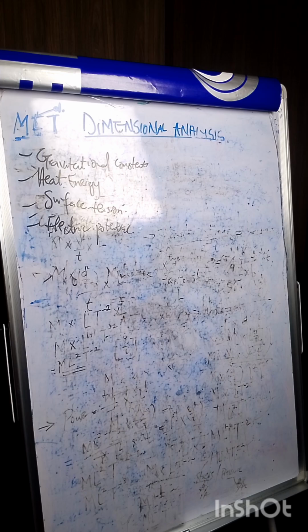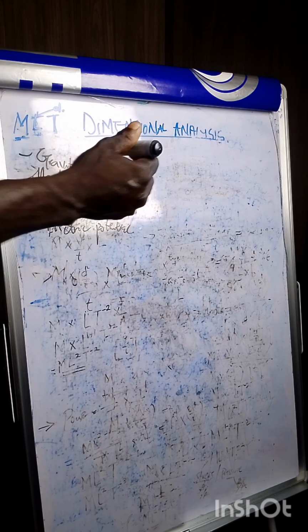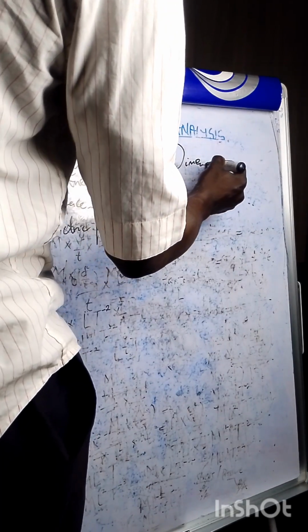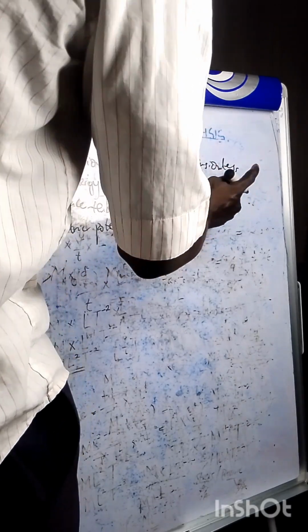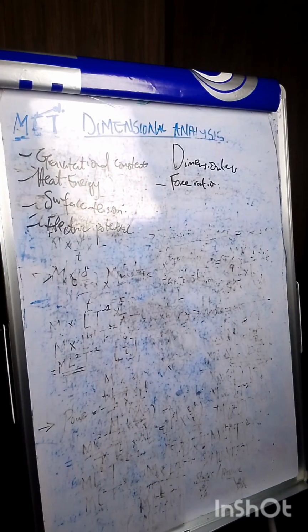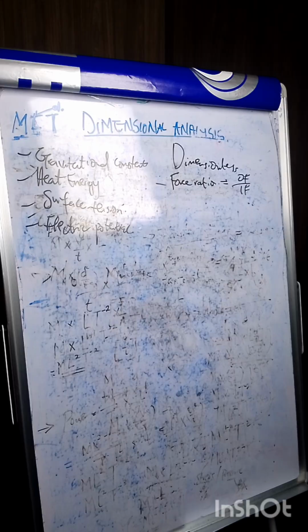Now we have dimensionless quantities. Dimensionless quantities are those quantities that don't have units. They don't have dimension, and as well they don't have units. An example of these is your force ratio. You will check force ratio. Force ratio does not have dimension, because the formula says output force over input force. So it does not have dimension.